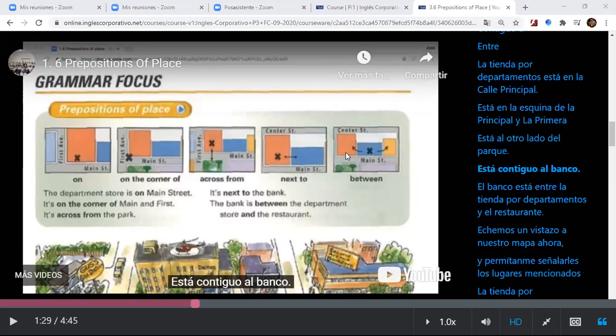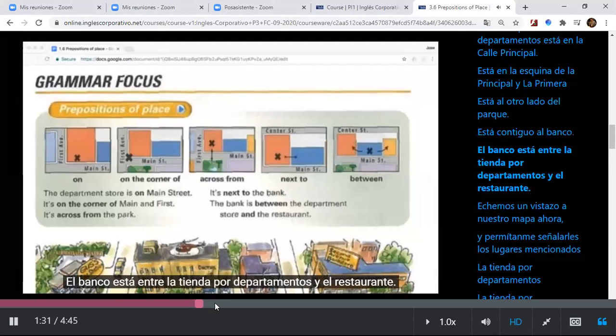Este es un restaurante y este es un banco. En medio tenemos. No, sorry, excuse me. Este es el department store, right? Y este es el restaurant. The color red is the department store. And the color orange is the restaurant. So in the middle is the color blue, is the bank, right? Okay, let's continue. The bank is between the.